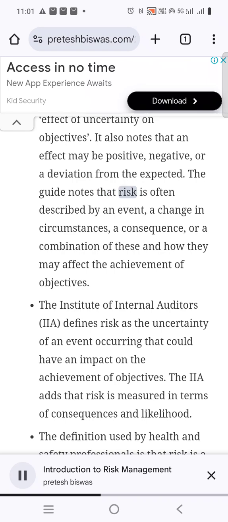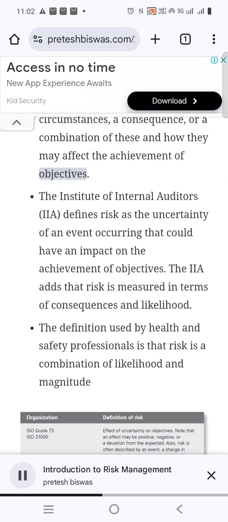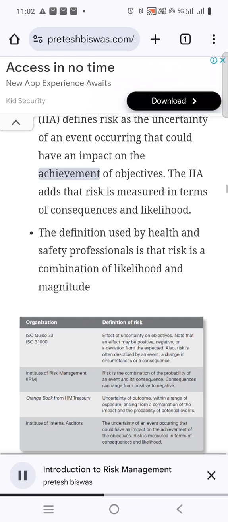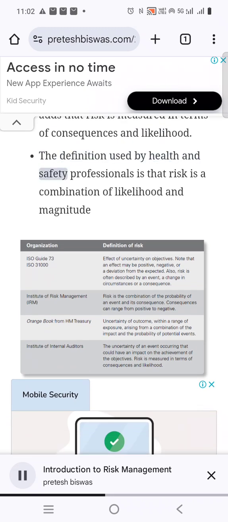The guide notes that risk is often described by an event, a change in circumstances, a consequence, or a combination of these and how they may affect the achievement of objectives. The Institute of Internal Auditors, IIA, defines risk as the uncertainty of an event occurring that could have an impact on the achievement of objectives. The IIA adds that risk is measured in terms of consequences and likelihood. The definition used by health and safety professionals is that risk is a combination of likelihood and magnitude.